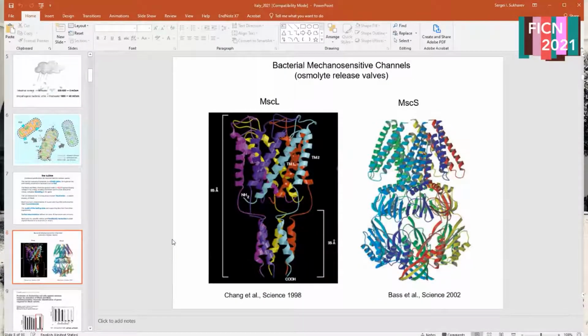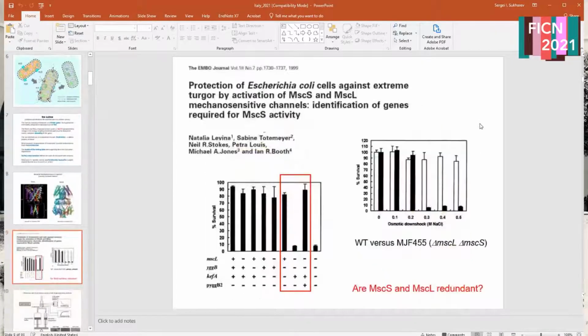So the channels that I'll be talking about are two. One is MscL, the large conductance mechanosensitive channel. It was identified earlier. Together with the group in Kung's lab, we were lucky to isolate this channel biochemically. MscS was pinpointed in the genome and cloned by Natasha Levina a few years later. And both structures were solved by Doug Rees's group, and that was the major impetus to the entire field.